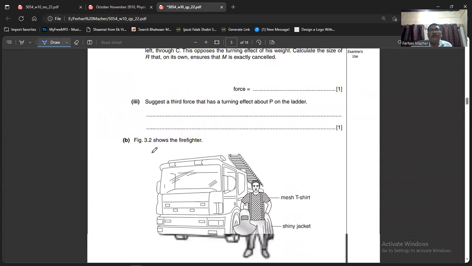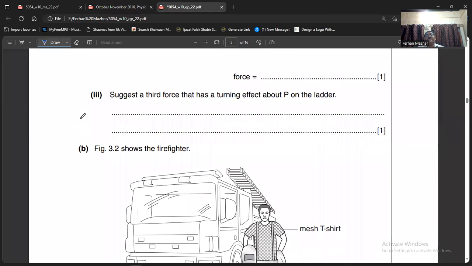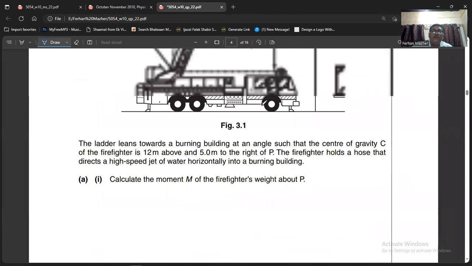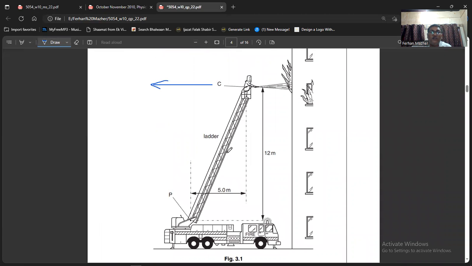Okay, so then we have another question, and it says, suggest a third force that has a turning effect about the P on the ladder. So yeah, the third force is the weight of the ladder itself. Suppose this is the center of gravity of the ladder. So here the weight of the ladder will be acting in the downward direction. So another force which is producing a moment, and that moment we hope is clockwise, that will be a clockwise moment, and that is the weight of the ladder.